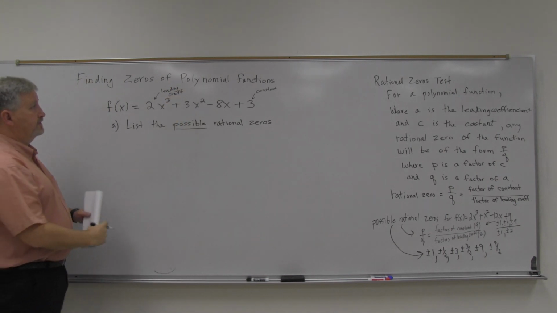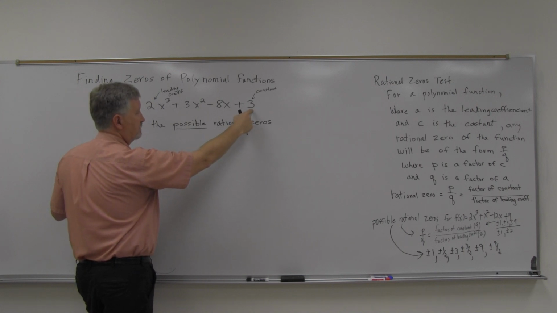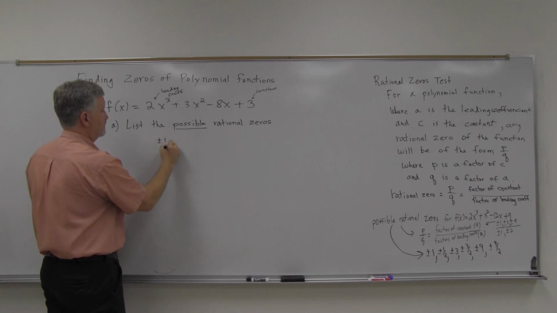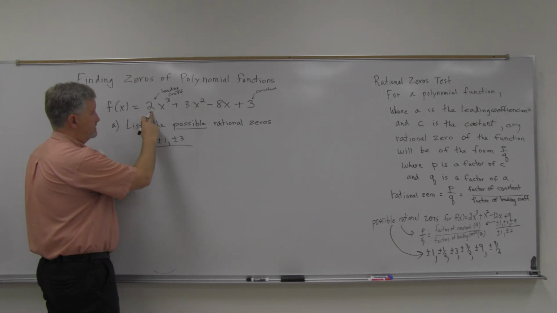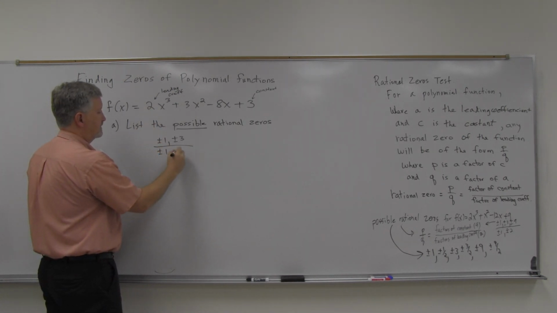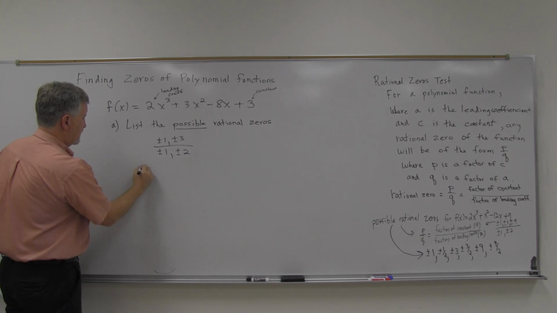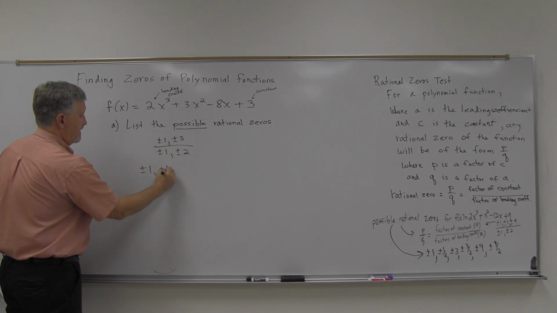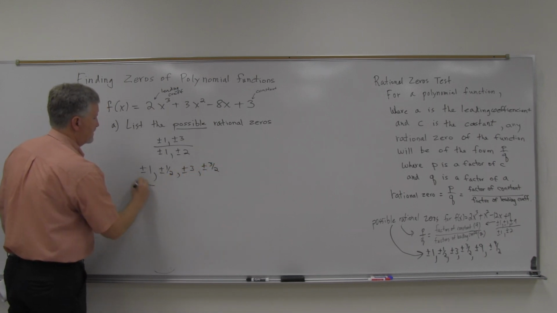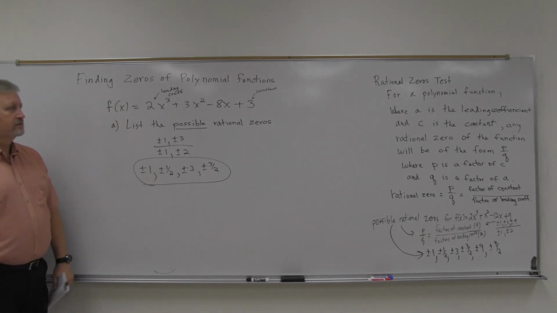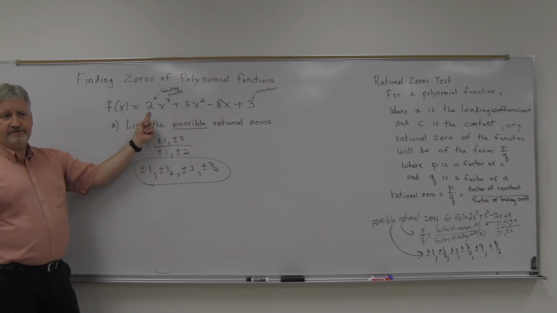This one's a little bit easier because the factors of the constant are just plus or minus 1, plus or minus 3. Then the factors of the leading coefficient, 2 and 1, so plus or minus 1, plus or minus 2. And so the list is going to be, take each one of these divided by each one of these. So it'd be plus or minus 1, plus or minus a half, plus or minus 3, plus or minus 3 halves. So that's my possible ones. See where I get those? It's just factors of this divided by factors of this.